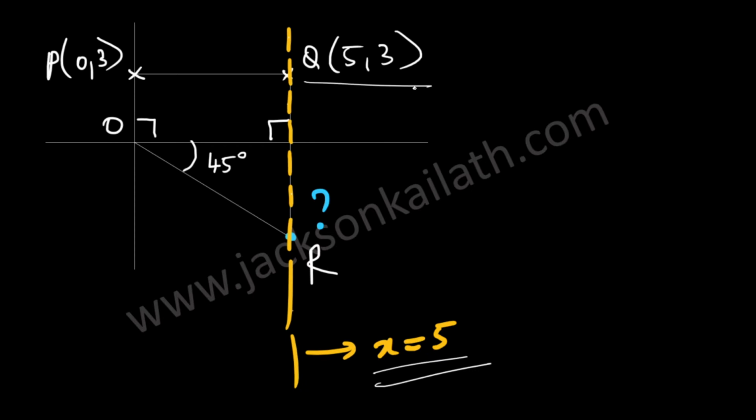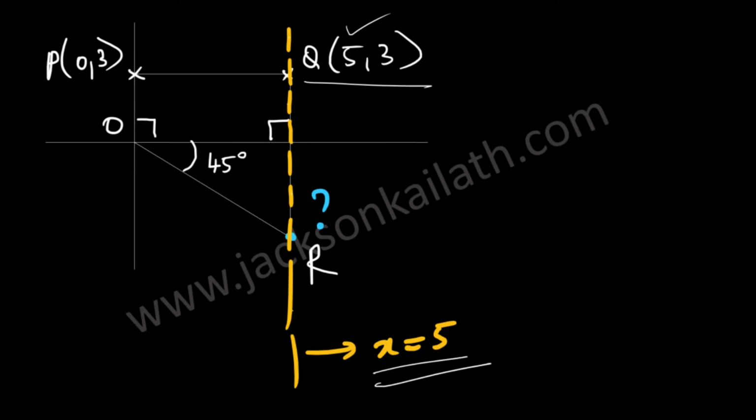So you can see over here you have Q (5, 3). So the x coordinate of Q is 5. Similarly, the x coordinate of R will be equal to 5. Now, when you look at the answer options, you can see options C, D and E have the x coordinate as 5. Now this angle over here is 90.